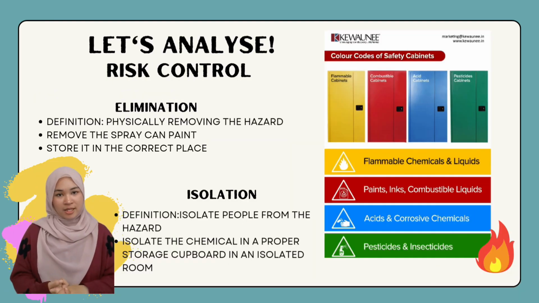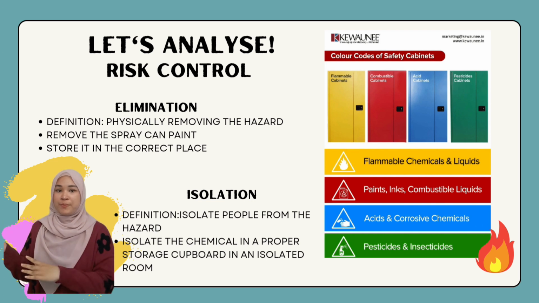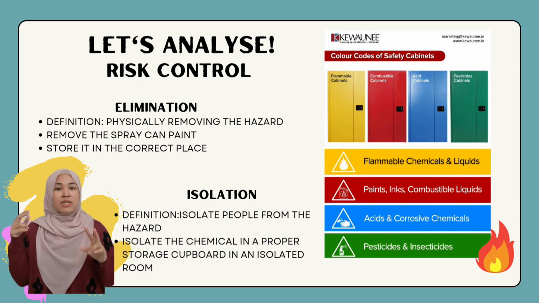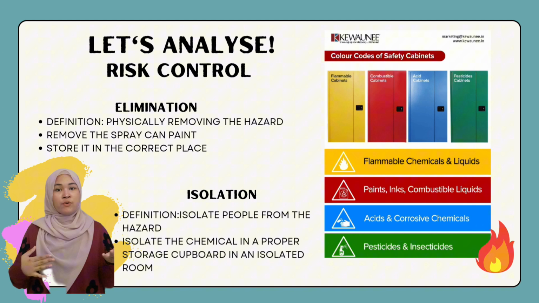So the first one is by elimination. So basically, we just remove the spray paint from the public area and store it in a proper room. The second one is to isolate the hazard from the people.